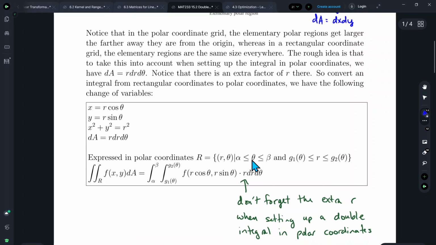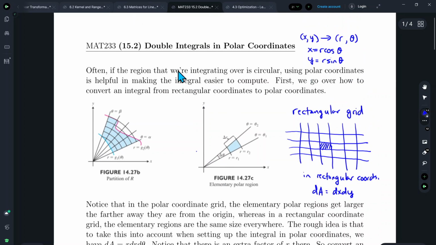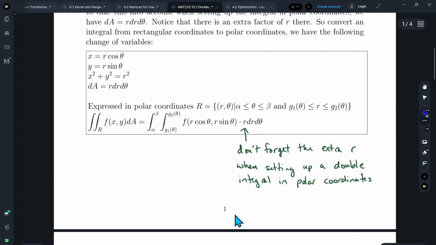Okay, so again, this is the setup in polar coordinates, and as usual, not to forget this extra factor of r when we set up a double integral in polar coordinates. As mentioned previously, typically we want to use polar coordinates when the region that we're integrating over is circular. So let's take a look at some types of regions where integrating in polar coordinates is useful.